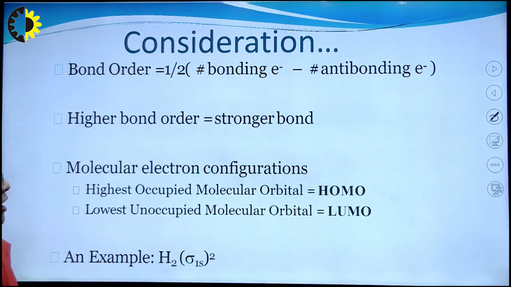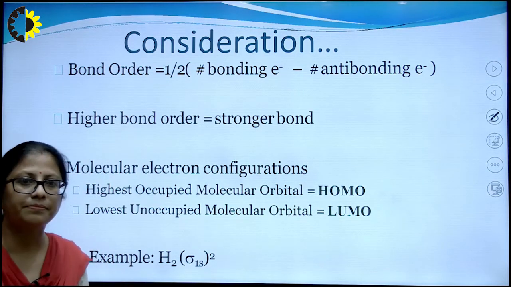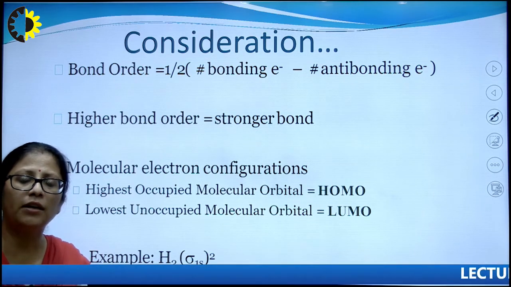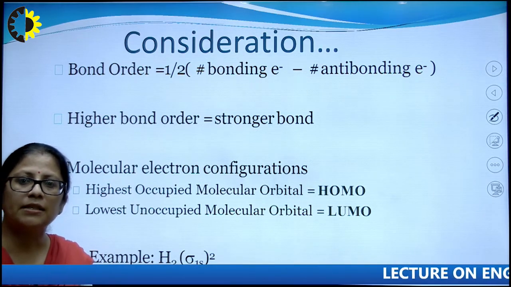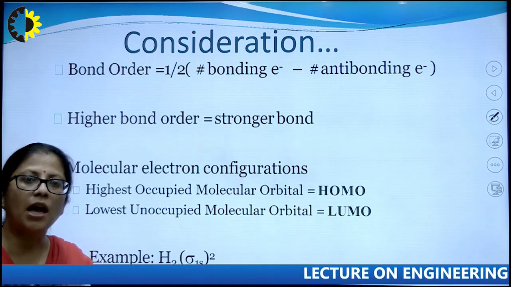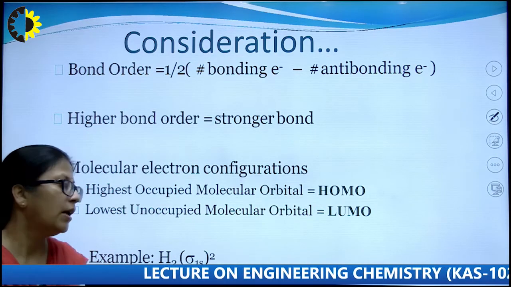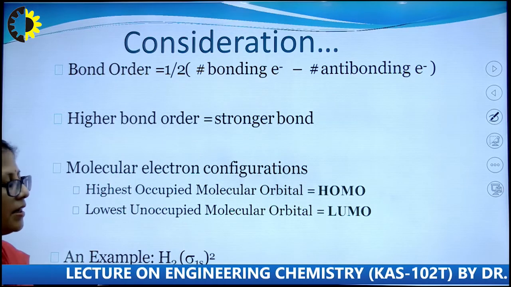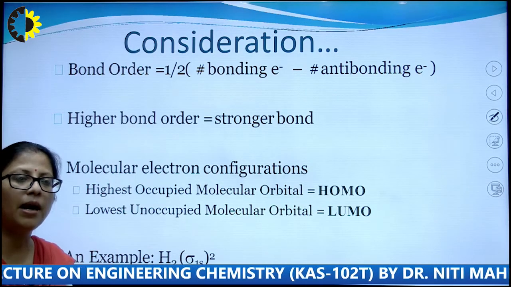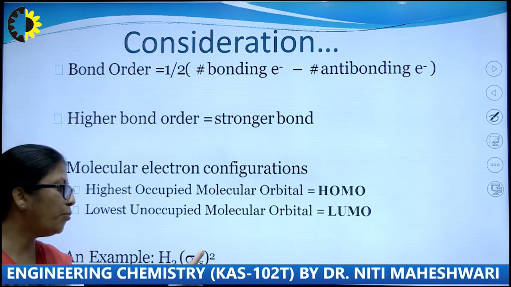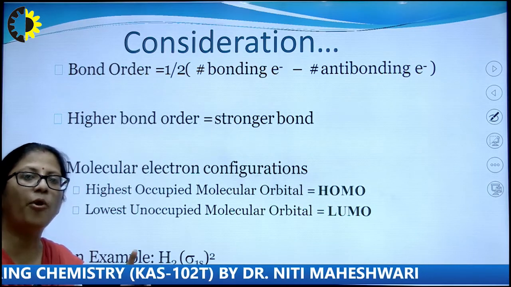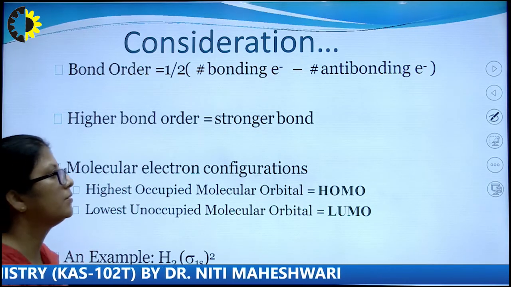And the molecular electron configurations: the highest occupied molecular orbital is given by HOMO, and the lowest unoccupied molecular orbital is given by LUMO. Now, here an example is taken as H2, which is sigma 1s2. So, both the electrons get filled into the bonding molecular orbital.